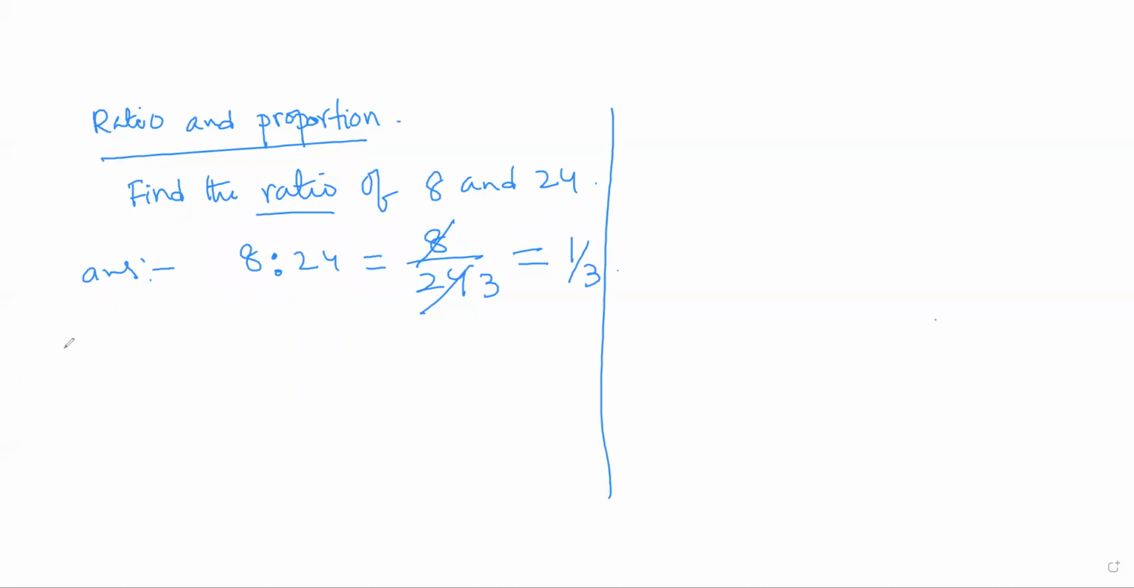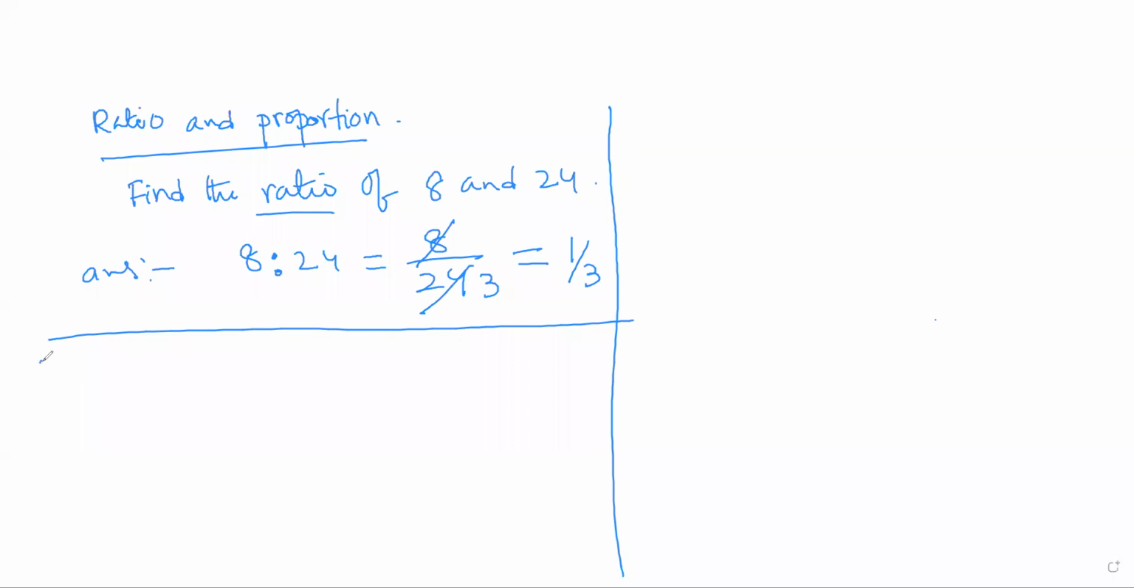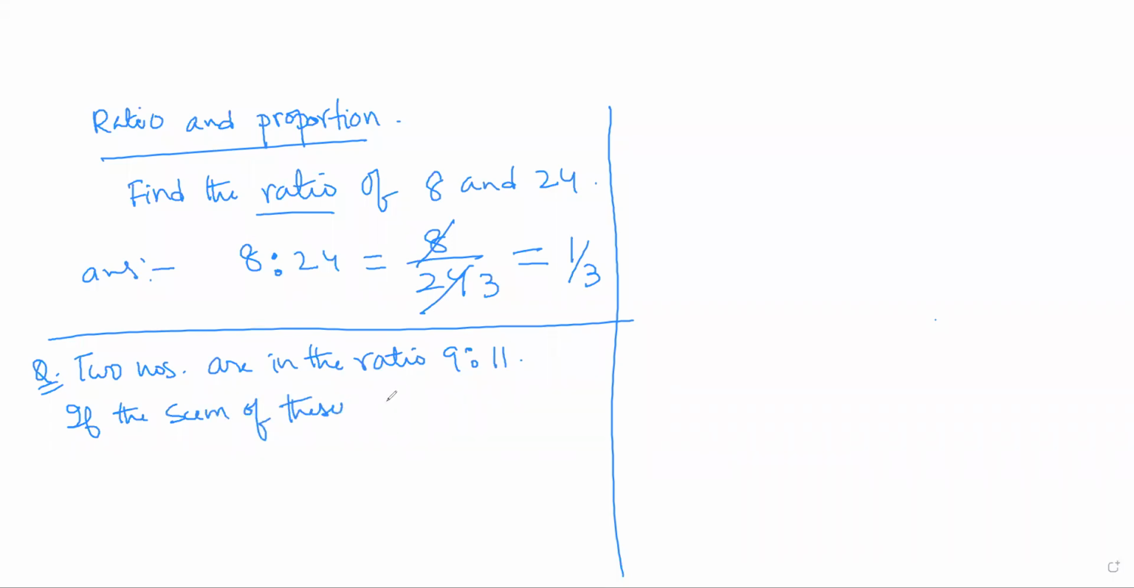So, let me write down the first question. Let's say two numbers are in the ratio 9:11. If the sum of the numbers is 660, let's say, what are the numbers? You have to find the numbers.